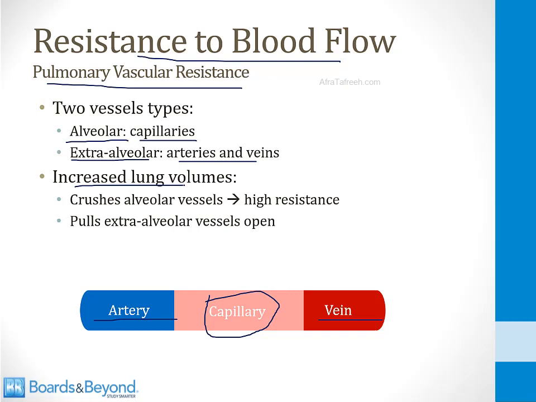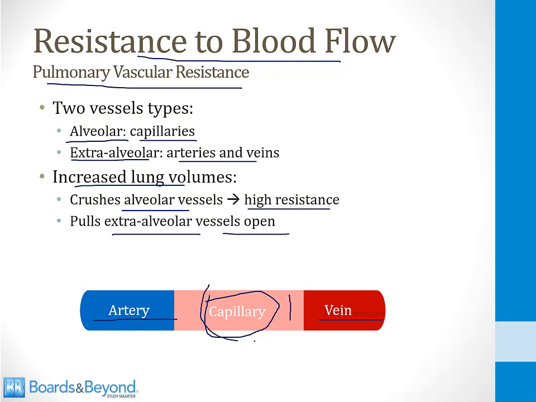When the volumes in the lungs and the alveoli increase, it has different effects on the alveolar and extra-alveolar vessels. Higher lung volumes tend to crush the alveolar vessels, and this causes them to have high resistance. Basically, they're smushed so that their diameter becomes very small, and this causes a lot of resistance to flow. However, the extra-alveolar vessels, like the arteries and veins, are pulled open, so they actually have lower resistance at higher lung volumes. And this is just a quirk of our pulmonary system.